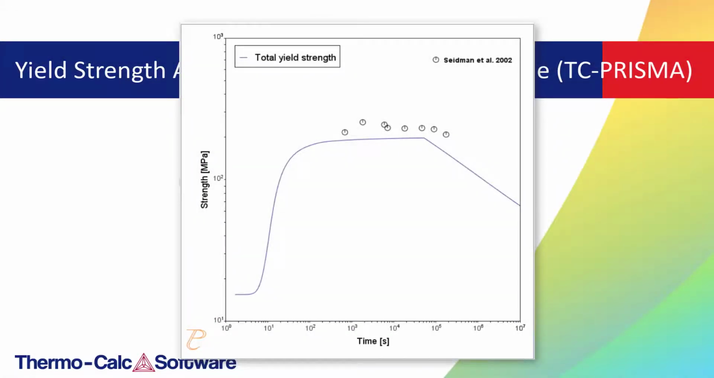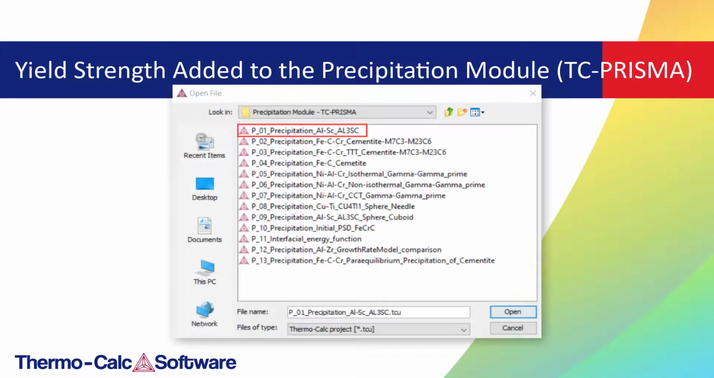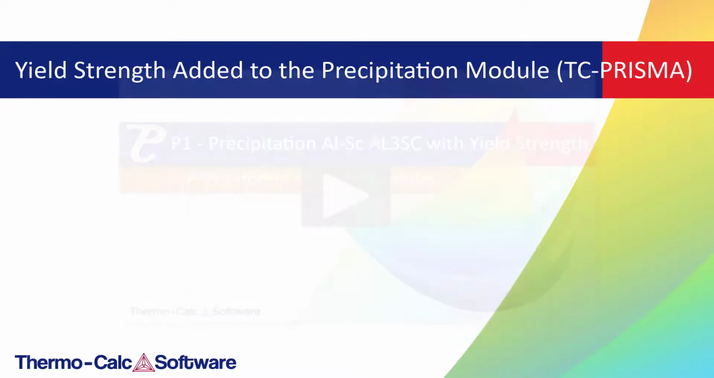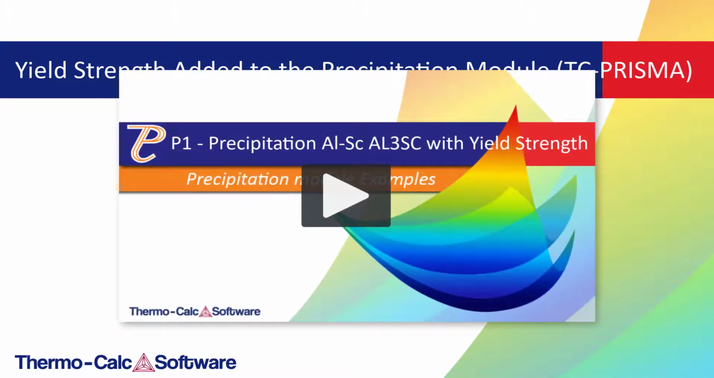This is the first mechanical property to be added to the Precipitation Module TC-PRISMA. Example P1, Precipitation Aluminum-3 Scandium, has been updated to demonstrate this new feature. The example includes an accompanying video that shows how to use the new model. You can watch this video by clicking the link in the upper right corner of the screen.